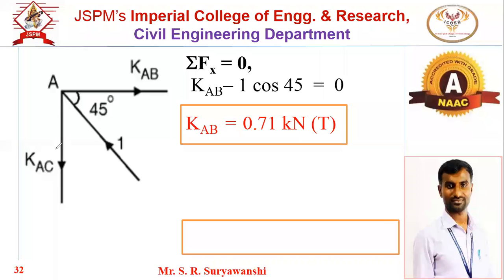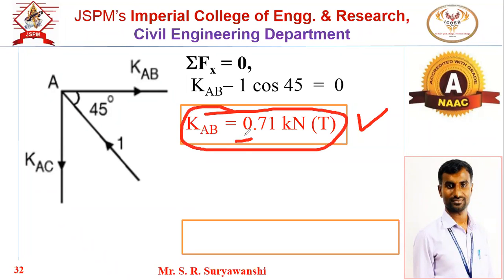And this is purely vertical. So that's why for KAC, no horizontal component is there. So that's why KAB is equal to cos 45. So this term, if you consider on the right hand side, that will be positive. So that's why KAB will be 0.71 kilonewton. Our answer is positive. After the analysis, this answer is positive. What does it indicate? Answer हे पॉझिटिव्ह आलं म्हणजे काय?